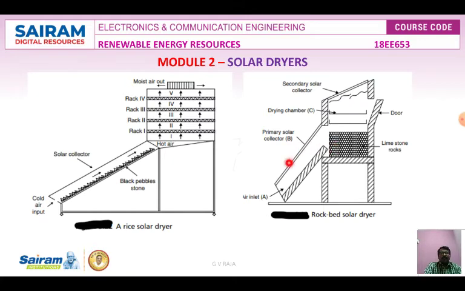That means adding this heat and this heat, from the primary collector and the secondary collector. So the temperature is very high to dry the crops. This can be used.